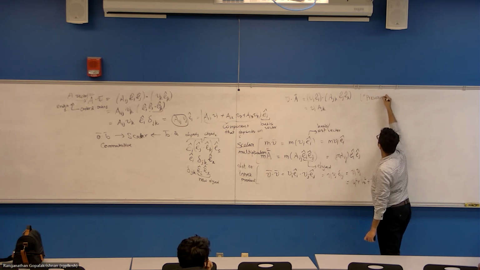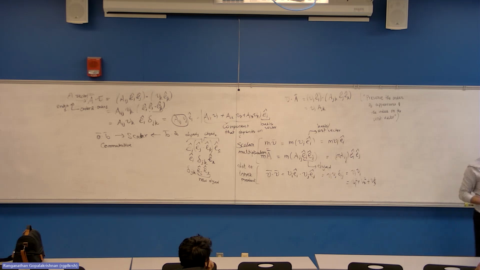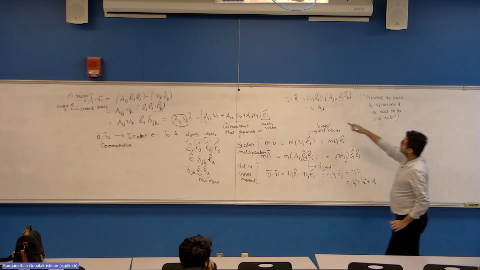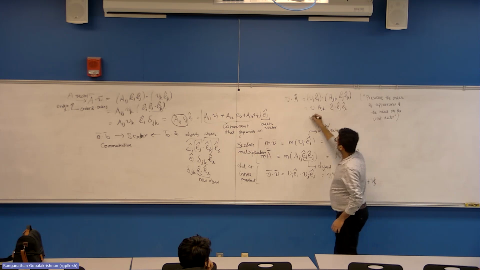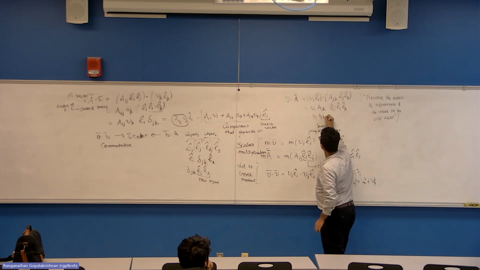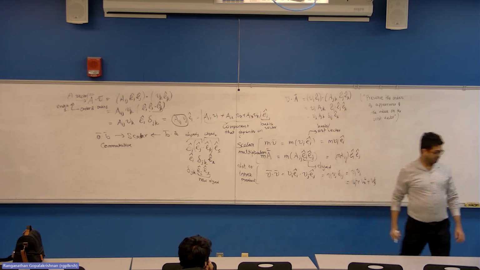Preserve the order of appearance of the indices on the unit vector. I don't care about the scalars, but on the unit vectors, you have to preserve the order. So this is VI AJK, EI dot EJ times EK. Or this is VI AJK delta IJ EK. Thank you. Delta IJ EK.